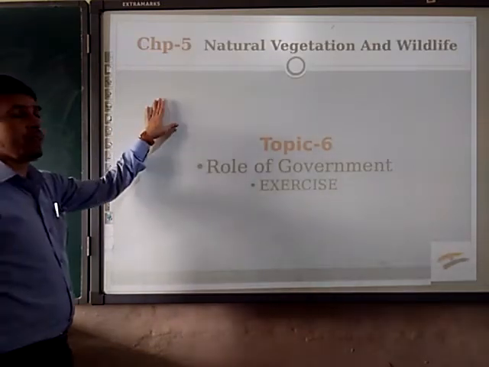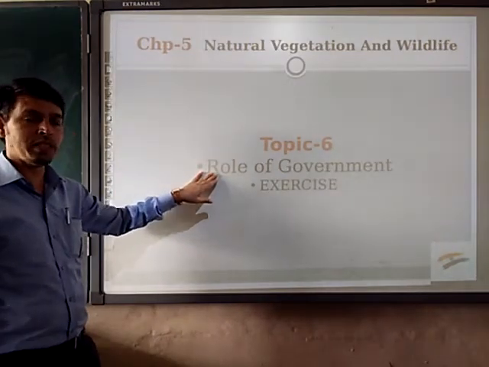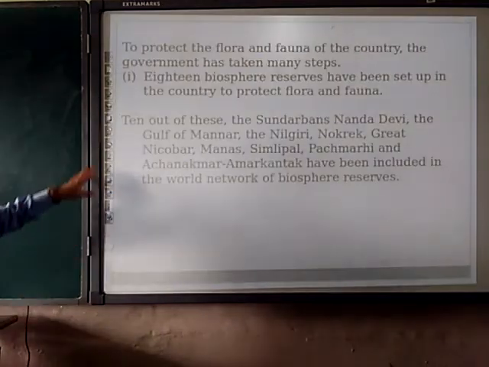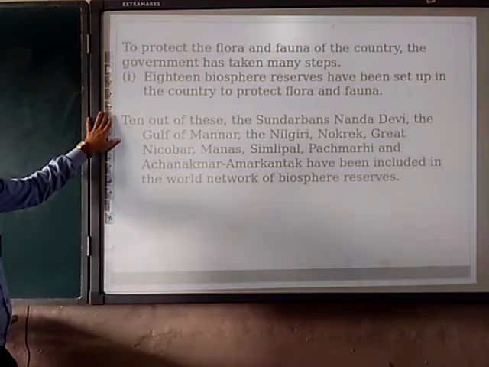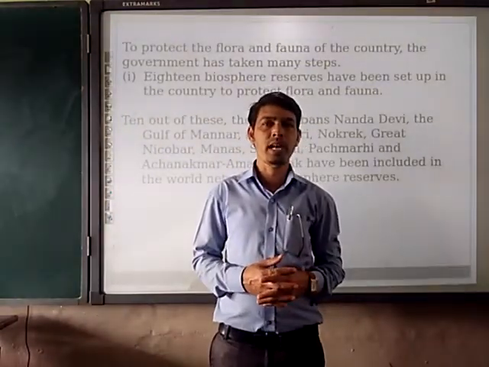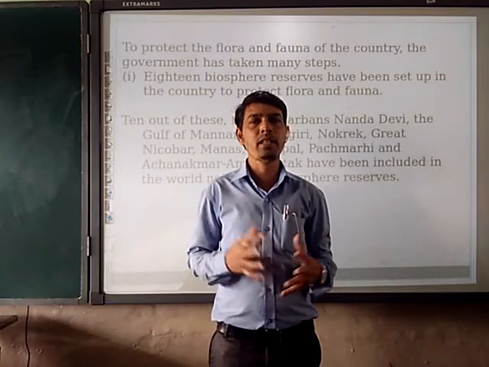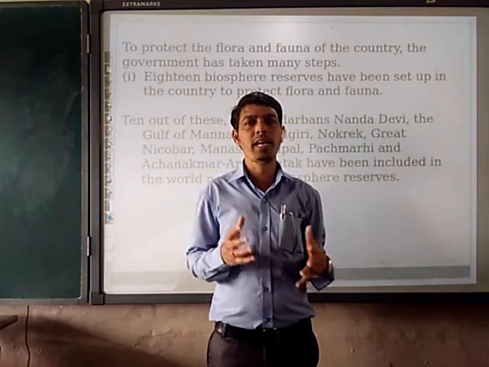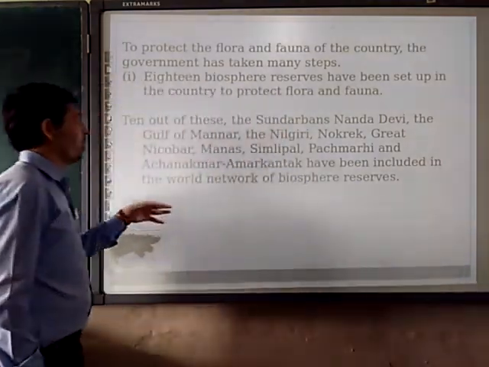Chapter 5, Natural Vegetation and Wildlife. In that we are on topic number 6, role of government, and we will see an exercise. Point number 1: to protect the flora and fauna of the country, the government has taken many steps. As in my previous presentation, I have already shown you the importance of natural vegetation and wildlife. To conserve them, the government has passed many acts. In that, the Wildlife Protection Act of 1972 is very important.